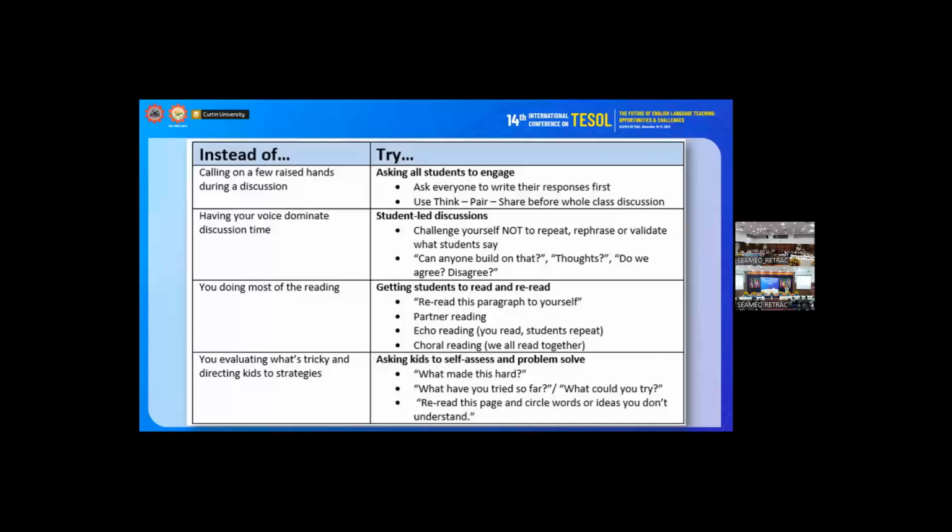And then when we do reading, as teachers, sometimes we read all the paragraph instead of saying, read it to yourself, read it to a partner, repeat after me as I read each line, or let's read it all together. Some of you are nodding your head. You already do that.